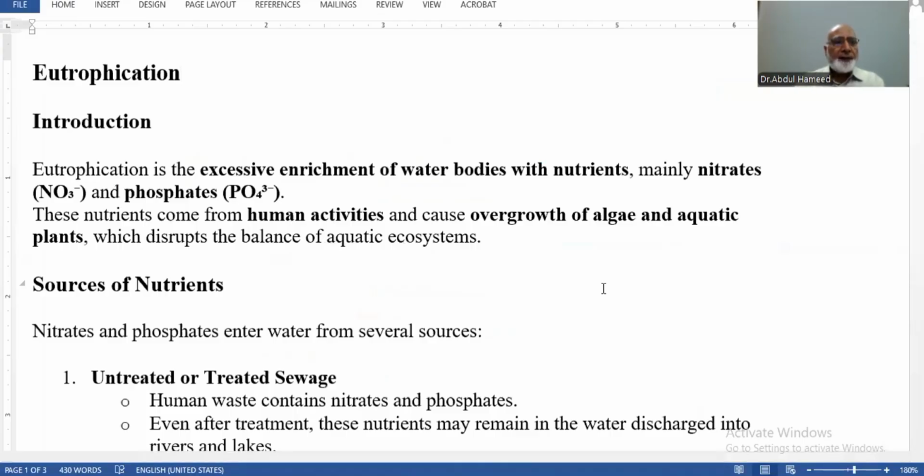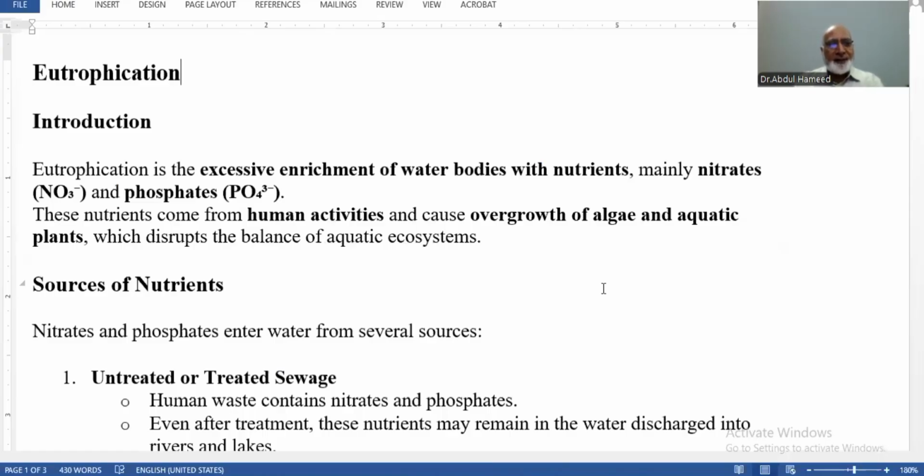So eutrophication means the excessive enrichment of water bodies with nutrients, mainly nitrates and phosphates. Eutrophication is a sort of paradox. When we say eutrophication, "eu" means perfect, and trophication means the method by which nutrients are supplied. So eutrophication means better nutrient availability, but we mostly discuss the death of aquatic organisms. In order to resolve this paradox, we should go into much more detail in the given context.